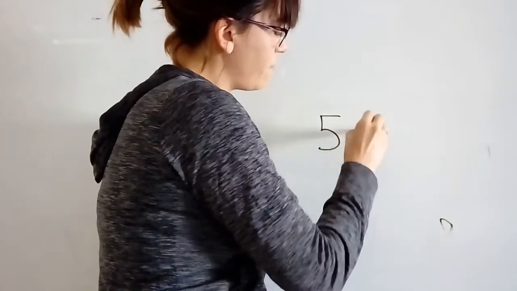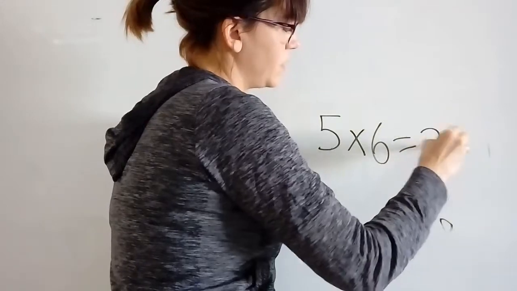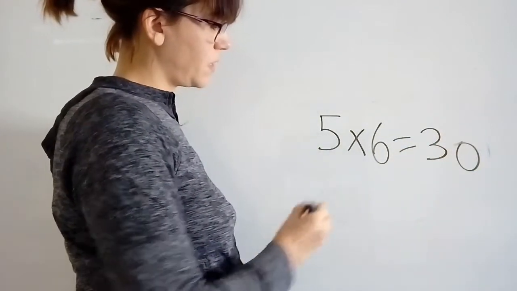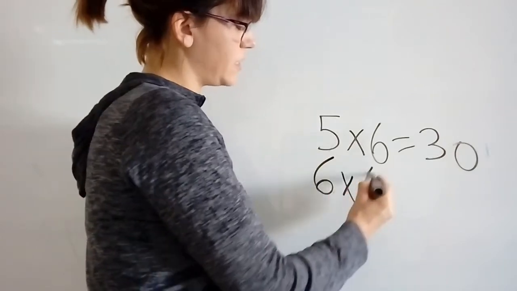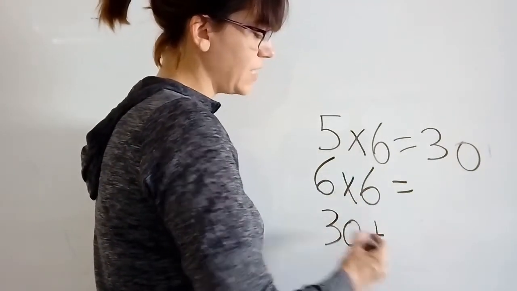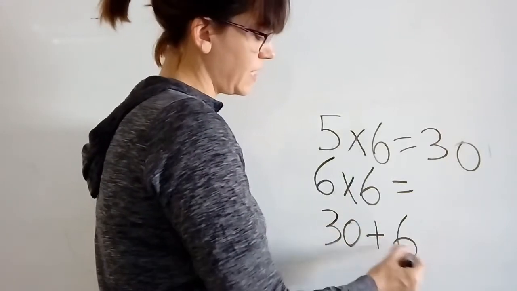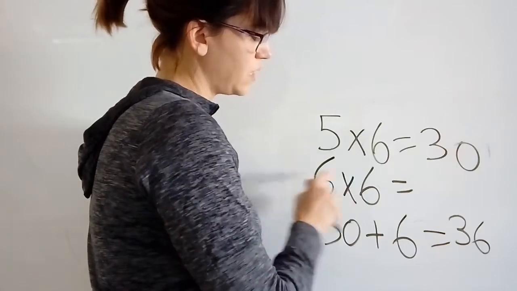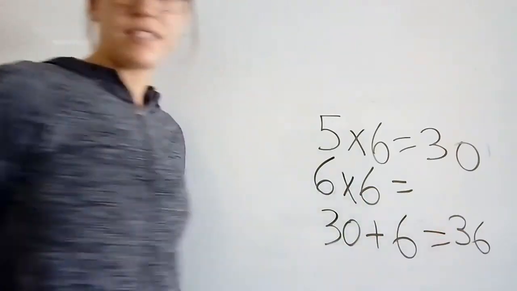I know that 5 multiplied by 6 equals 30. 5 groups of 6. So if I need to find out what 6 groups of 6 is, it's 30 plus another group of 6 equals 36. So 6 groups of 6 is 36.